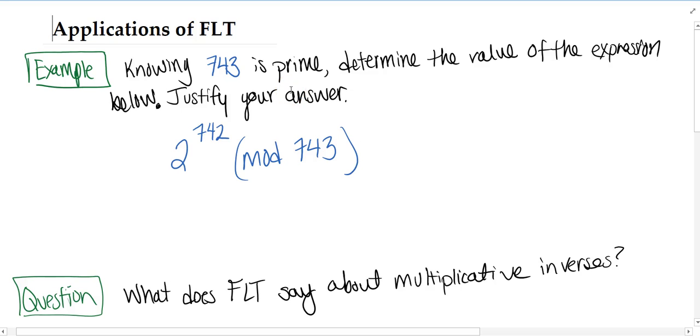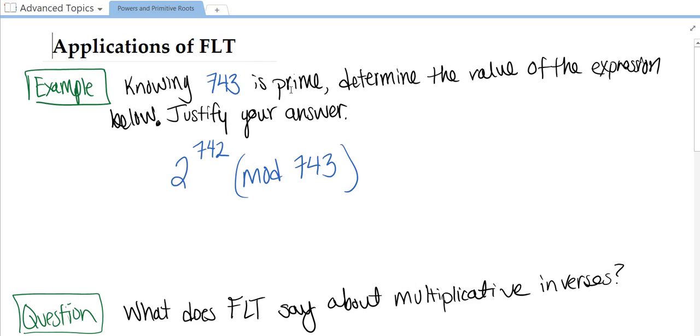Having discussed Fermat's little theorem, we are going to look at some applications of it next. First, we just want to make sure we have a good understanding of what Fermat's little theorem does. If we know that 743 is prime, we want to determine the value of the expression below, and we want to justify our answer.